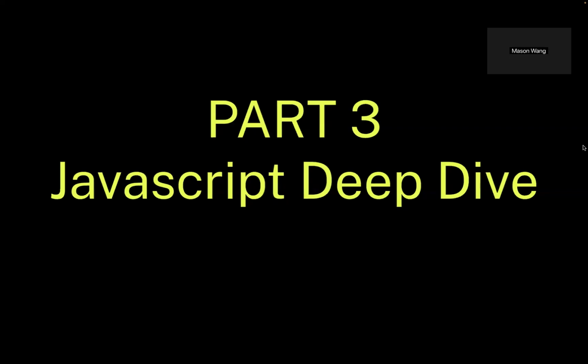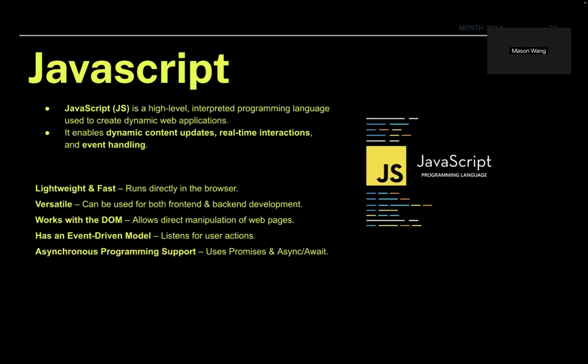Moving forward, welcome to part three, which is a deep dive into JavaScript, because I think that's the topic I'm most interested in. So, what is JavaScript? As we mentioned in part two, it is a high-level interpreted programming language used to create dynamic web applications. It enables dynamic content updates, real-time interactions, and event handling.